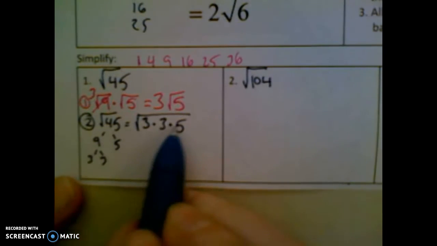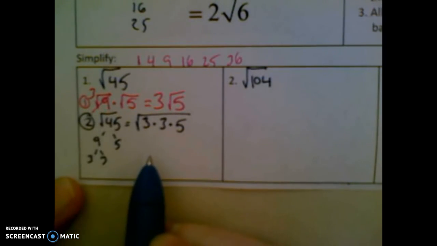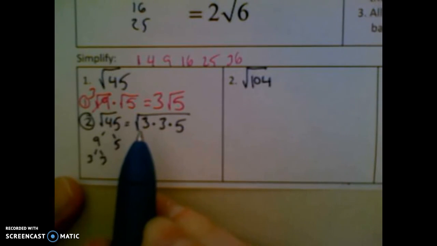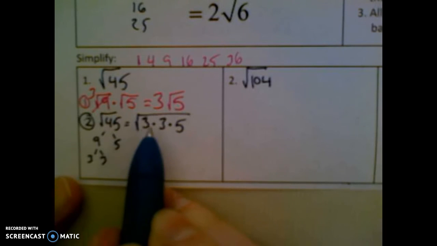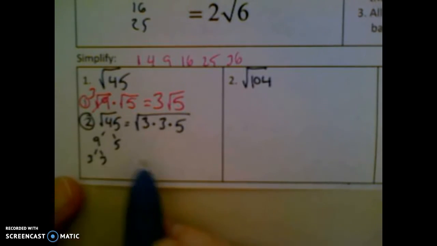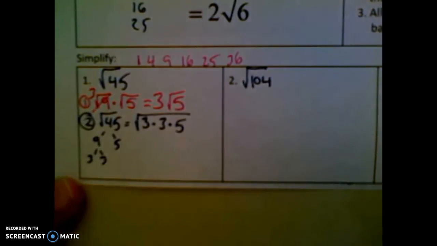You don't actually need to break these guys into their own radicals if you don't want to. It's perfectly fine to leave it like this. I would always make sure, though, that when you finish, you check your answer. 3 times 3 is 9, times 5 is 45. So make sure you actually get your answer back.